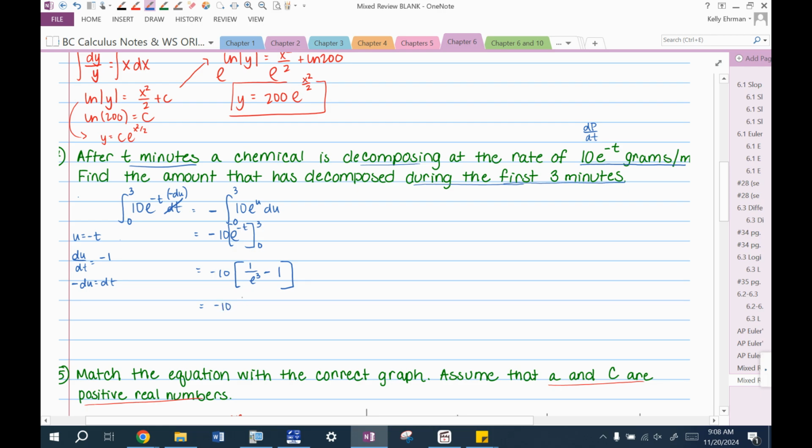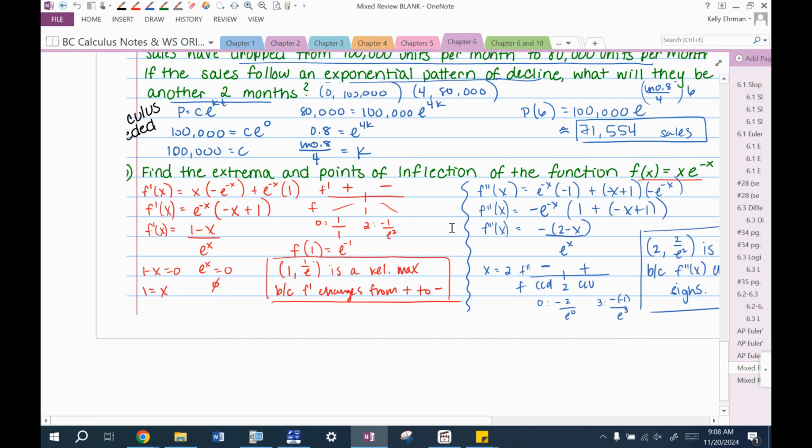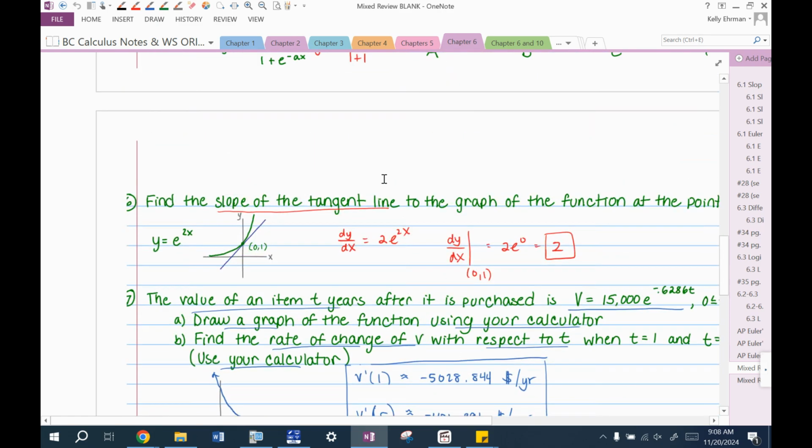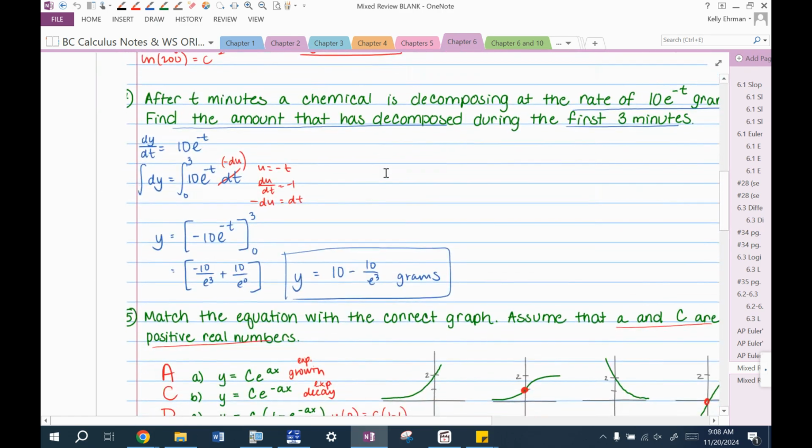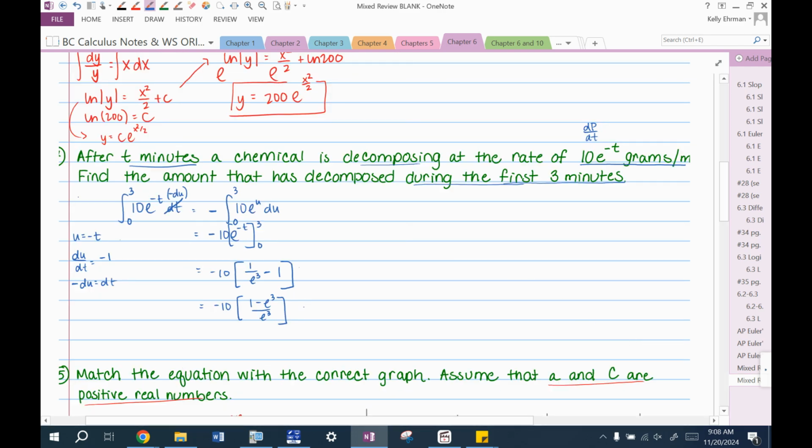So you could leave it like this, or I'm going to get a common denominator just for the sake of showing that, because often in multiple choice, they will definitely get a common denominator. They wouldn't leave it like this. So they would have something like this. So that's the amount that has decomposed in the first 3 minutes. If you use a calculator on that, you could see, let's see, did I use a calculator? No, I guess I didn't. I should label that though. Good point. Answer key. This should be grams. That's the amount decomposed in the first 3 minutes.